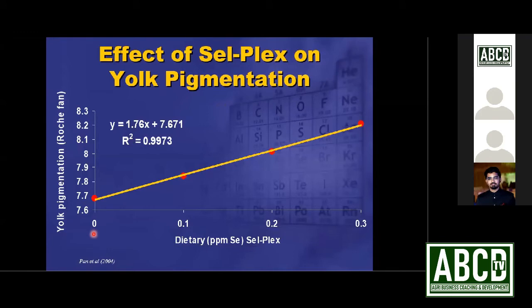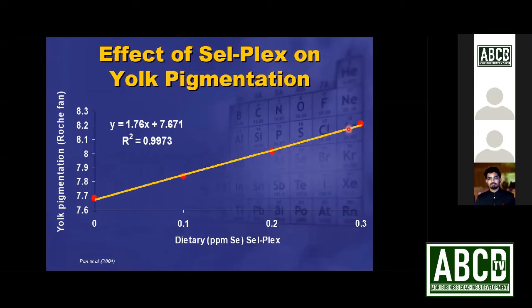And this kind of goes in the same direction if you think in terms of pigmentation, right? See, in this case here, by adding Cellplex in the diet, there was an improvement in pigmentation of the yolk. It's not much if you really examine it, because it goes from 7.7 up to 8.2. But what calls our attention is that it was linear, 0.99. See, it was very much linear. That means the more you added of selenium from Cellplex in the diet, the better the yolk pigmentation, right?